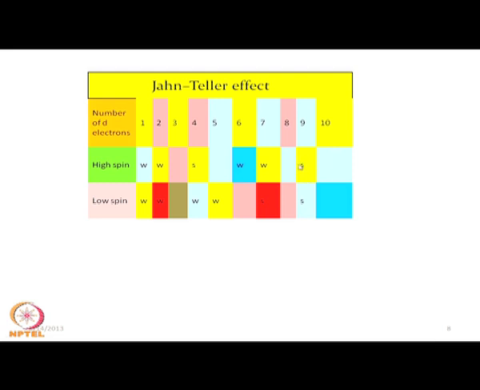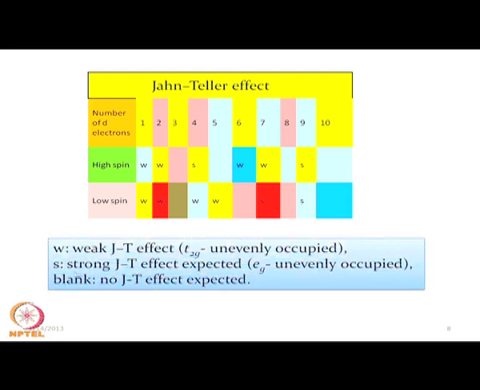So, in the copper case, which is not related to its high spin and low spin electronic configuration, it has only one electronic configuration, which is purely the corresponding 3d9 electronic configuration. In both these two cases, it is giving a strong Jahn-Teller effect. This strong Jahn-Teller effect for a 3d9 system is therefore expected because the Eg level is unevenly occupied.